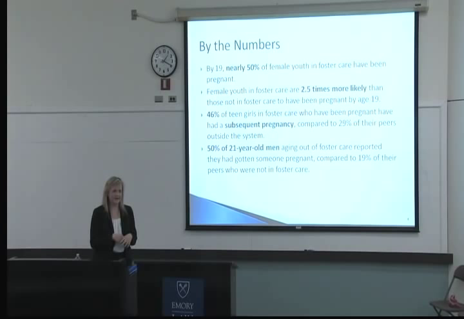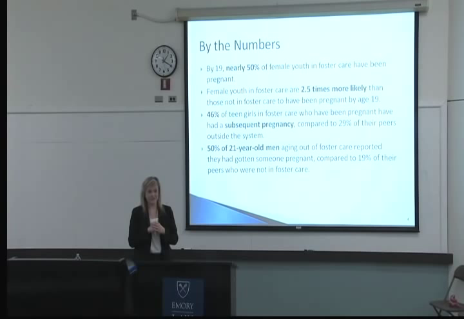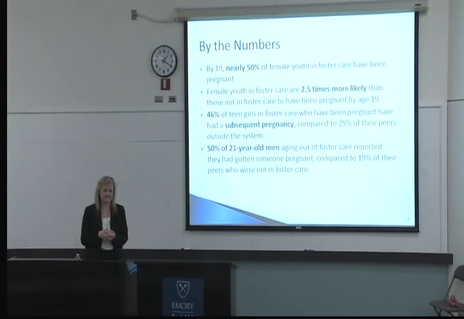And again, that's a statistic that you will probably hear if you look at all. If you Googled how many kids in foster care become pregnant, this 2.5 times more likely is the statistic that's always used because it's really the only one that exists. There is truly a lack of data, a real dearth of data surrounding how many kids in care are becoming pregnant. But again, this study found this information.